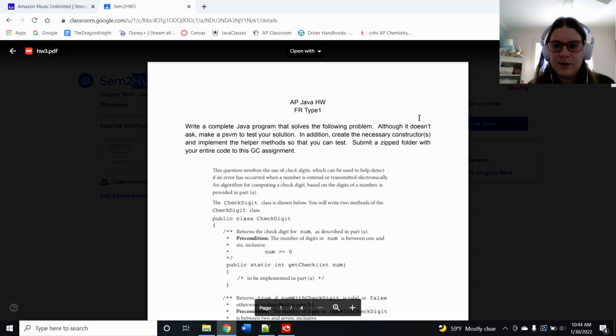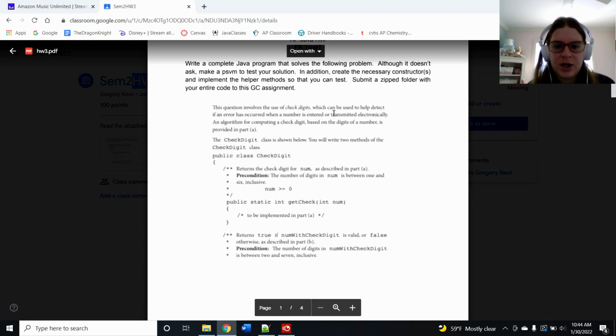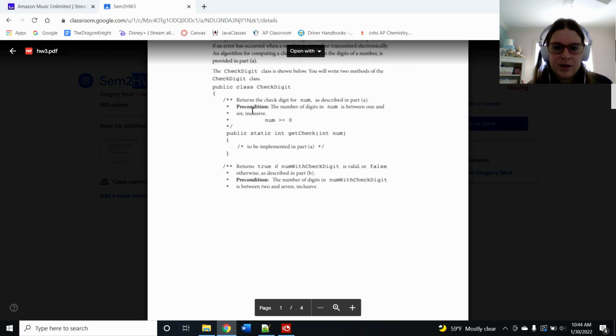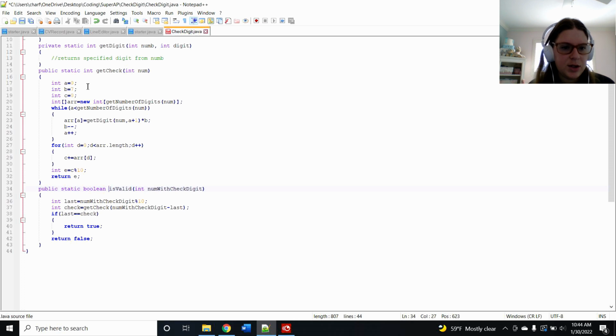This homework had you working with the concept of check digits, which, as it says, can be used to help detect if an error has occurred when a number is entered or transmitted electronically. You're only responsible for two methods of the check digit class, getCheck and isValid, and you were given a couple of helper methods, which were getNumberOfDigits and getDigit.